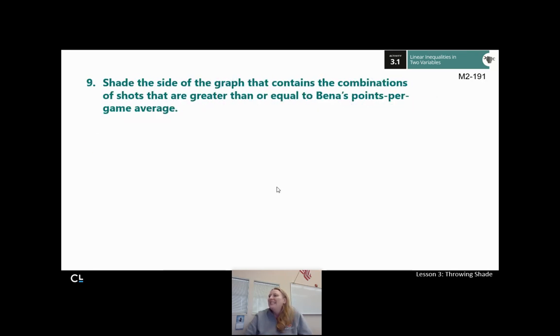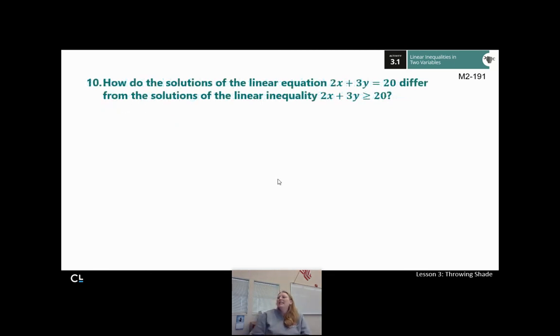All right, one last little thing. So we've shaded our graph. Good job, us. One last little thing. How are the solutions of the linear equation, 2x plus 3y equals 20, different from the solutions of the linear inequality, 2x plus 3y is greater than or equal to 20? How are these solutions different? Hit pause. Write down your thoughts and then hit play when you're ready to check your work.